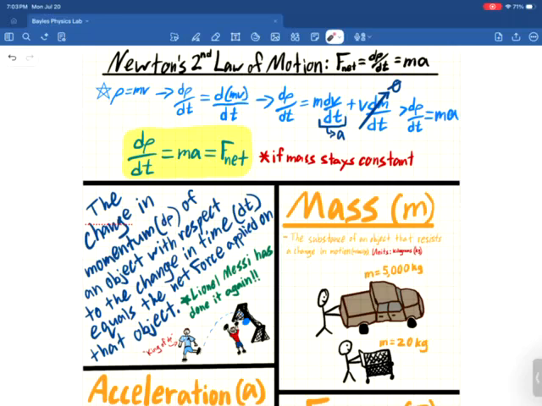Welcome back, everyone. Today we're working on Newton's second law of motion, also referred to with the equation F equals ma. And we'll go over that just briefly right at the beginning.